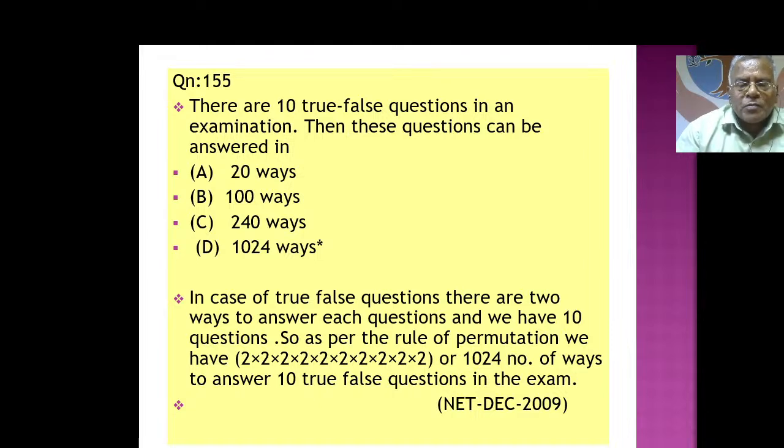Okay. Permutation combination question. So it's a classical question. It will be repeated often. This question can be repeated often in the exam. So just as a classical exam, 2 into up to 10 times you just multiply 2. Finally you get 1024, right?